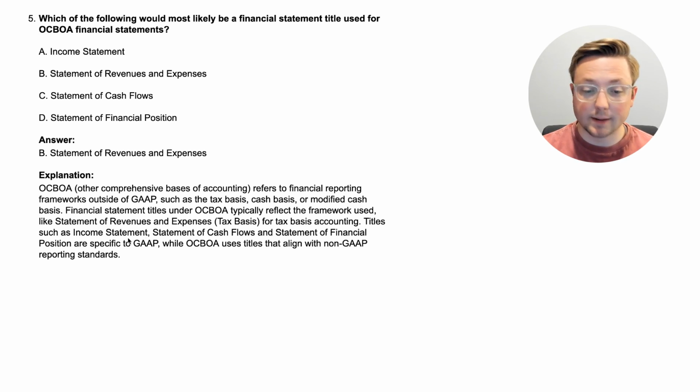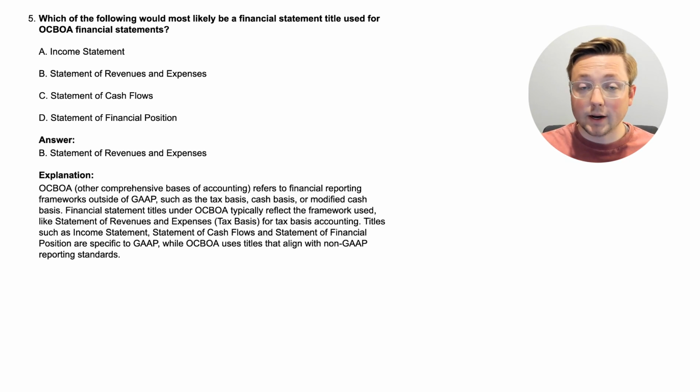Titles such as income statement, statement of cash flows, and statement of financial position are specific to GAAP, while OCBOA uses titles that align with non-GAAP reporting standards. Again, like I said at the beginning of this video, I don't think this topic is extremely difficult. As far as the blueprints are concerned, they just want to make sure that you know that the titles for special purpose frameworks for their financial statements are going to be different than the financial statement titles for GAAP normal accounting.